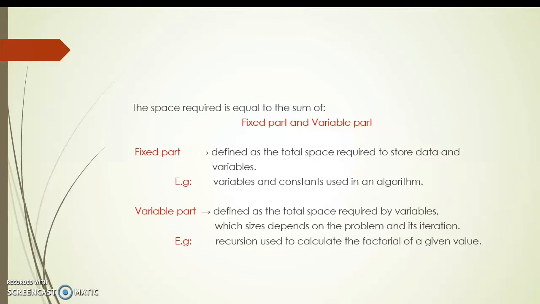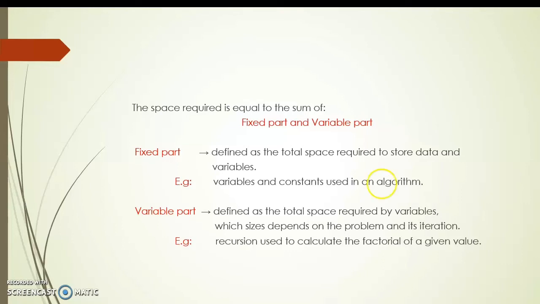Okay, if we are declaring int a, it requires only 4 bytes of memory. That memory space cannot be changed. But in some cases, the variable's memory space is allocated at execution time, that is, at the time of execution, based on how many iterations are required, we have to decide the memory space. That is known as the variable part.